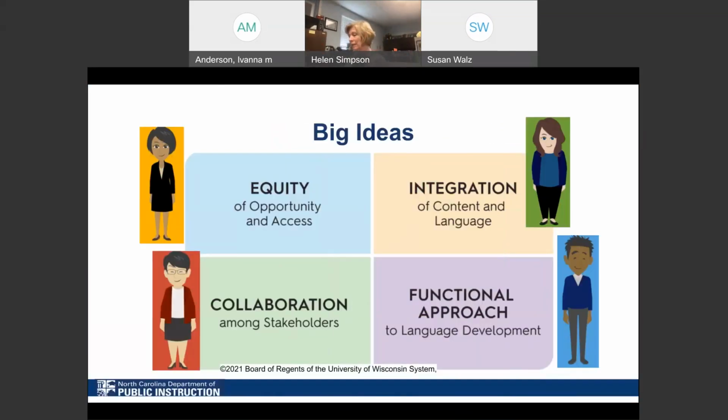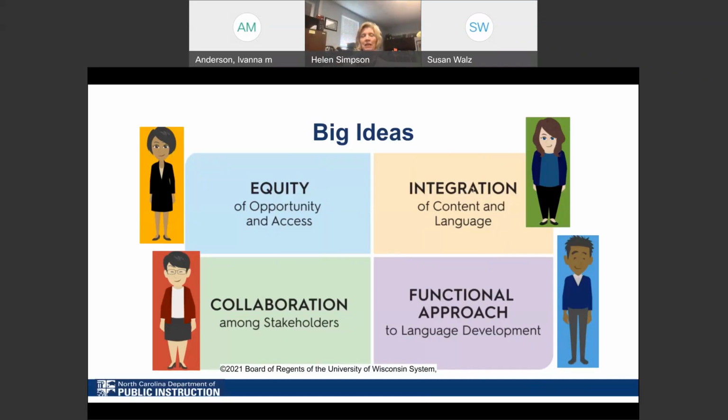And so the basis for WIDA's new standards are 4 big ideas, as they call it. And so if you look in the light blue box, equity of opportunity and access. And so WIDA really wants to provide common and visible language expectations for teachers and administrators to be able to create opportunity and access for their English learners. So put those key words in your head: common and visible language expectations.